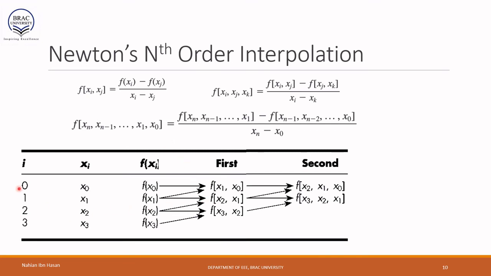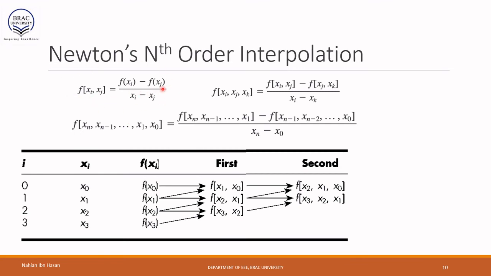For example, we are given four data points here, 0, 1, 2, 3, and the corresponding x points are x0, x1, x2 and x3, and the corresponding functional values are these. So taking just two function values, say for example f of x0, f of x1, and the corresponding x0 and x1, we can easily determine the second two variable functional values here. That means f of x1, x0, which can be easily determined by this formula.